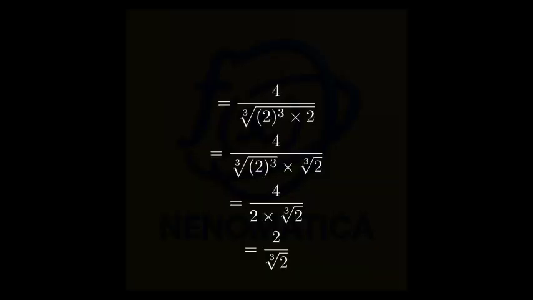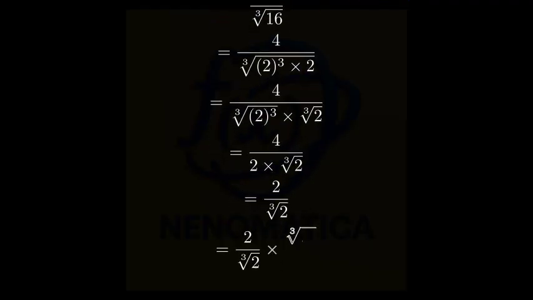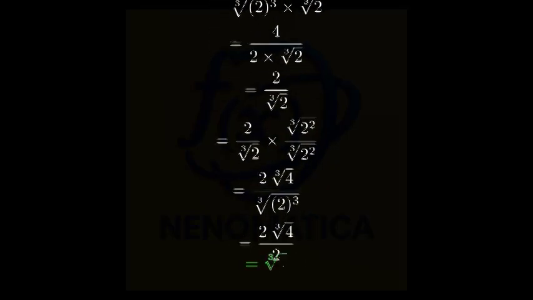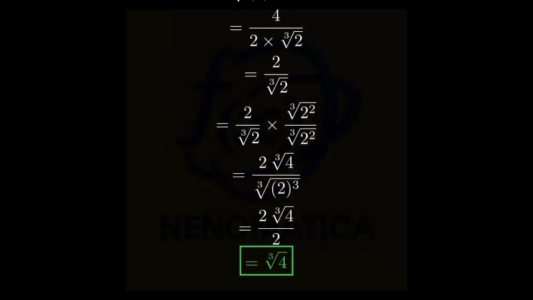To rationalize a cube root denominator, multiply top and bottom by the cube root of 2 squared. Combine factors. The denominator becomes the cube root of 2 cubed. Evaluate that cube root as 2. Finally, simplify to the cube root of 4.